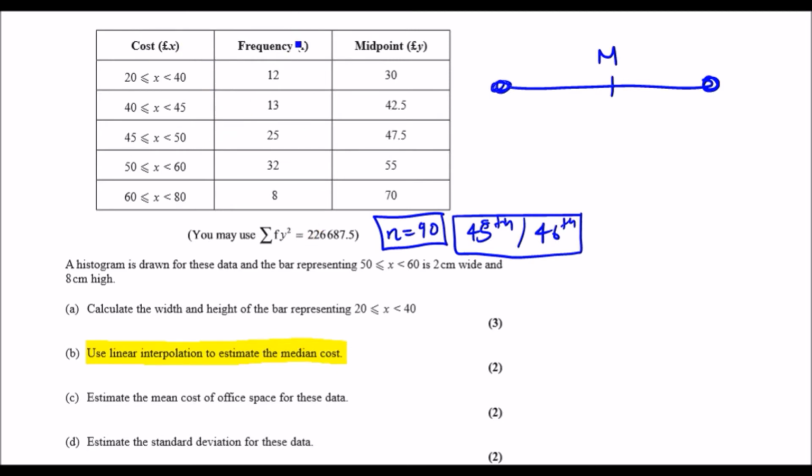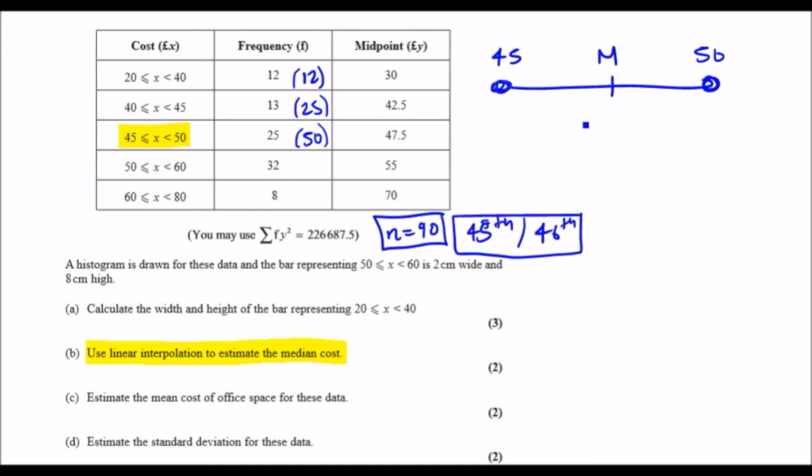We want to firstly find where the middle person lies. So let's count the frequency and find where the 45th person is. At the frequency, we've got 12 here. Use cumulative frequency, so add 13 more, there'll be 25 up to this point. Add another 25, there'll be 50. So up to this point, the median should lie somewhere in this interval. So we can instantly say that the median is somewhere between 45 and 50.